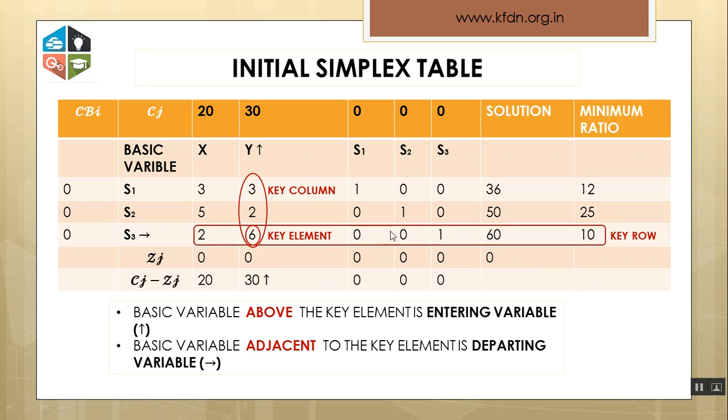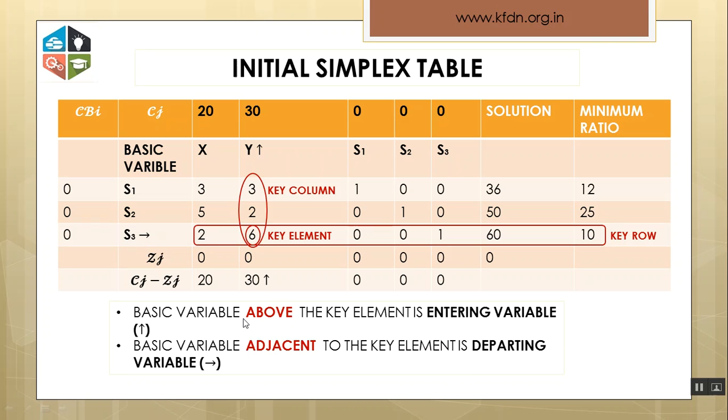Now, the basic variable just above the key element is known as the entering variable. You can see I have written over here that the basic variable above the key element is the entering variable, which is y. We denote it with an upward arrow, and the basic variable adjacent to the key element is known as the departing variable, which is S3 over here, denoted by this arrow.